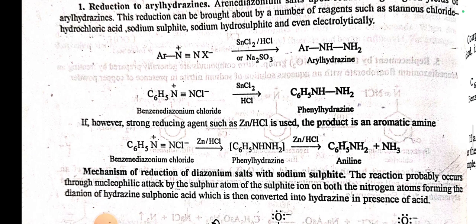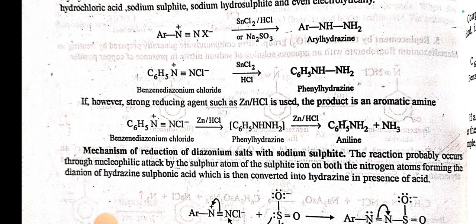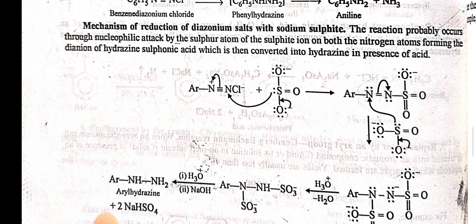If, however, strong reducing agents such as Zn/HCl is used, the product is an aromatic amine. Benzene diazonium chloride in presence of Zn/HCl gives phenyl hydrazine. Then phenyl hydrazine reacted with Zn/HCl gives aniline plus ammonia NH3. Mechanism of reduction of diazonium salt with sodium sulfite. The reaction probably occurred through nucleophilic attack by the sulfur atom of the sulfite ion on both the nitrogen atom, forming the dianion of hydrazine sulfonic acid, which is then converted into hydrazine in presence of acid.